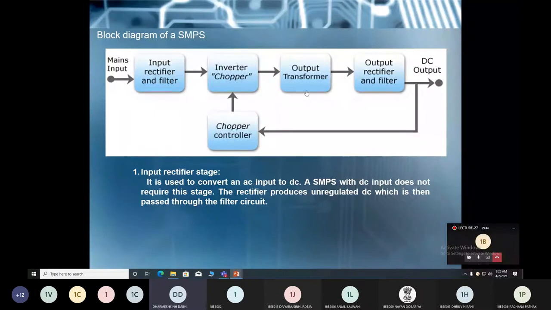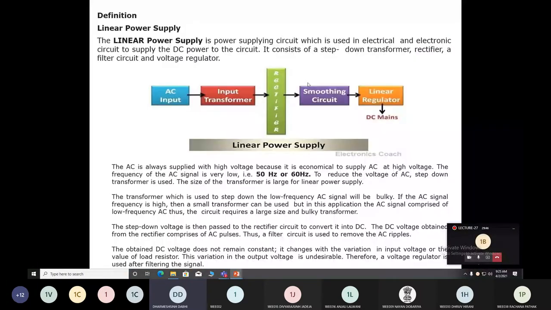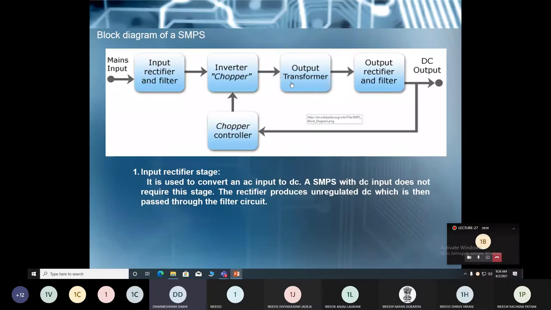So in this case, your transformer size is less as compared to the transformer in the linear power supply, because the linear power supply transformer is operated at just 50 hertz or 60 hertz, whatever your supply is. Clear? So here, in the case of SMPS, your transformer is operated at 100 kilohertz or 1000 kilohertz. As the frequency increases, the size of the ferrite core transformer decreases, because of the property of the ferrite core material. As you increase the frequency of the supply, the size required for the transformer core decreases. So the overall size of the SMPS becomes less, and it becomes less weighty or less bulky in nature.